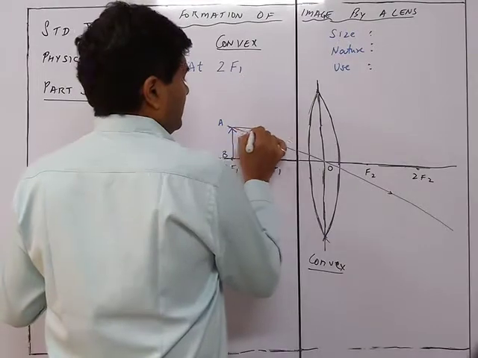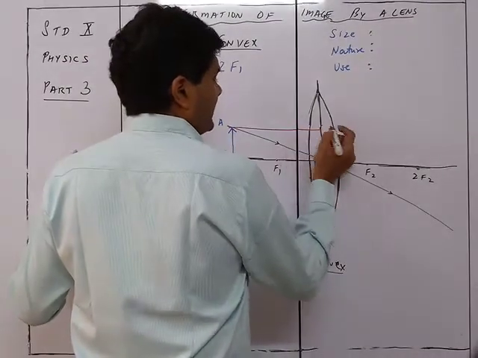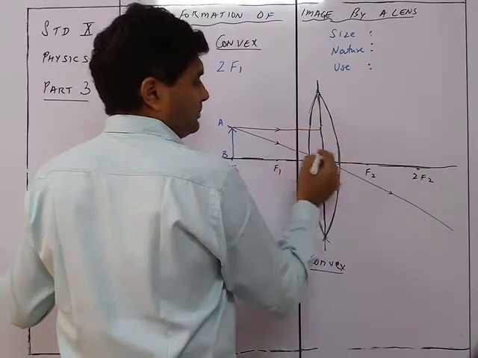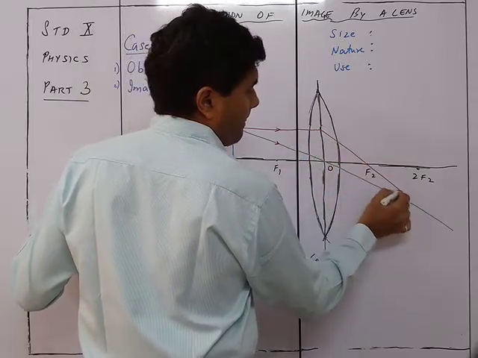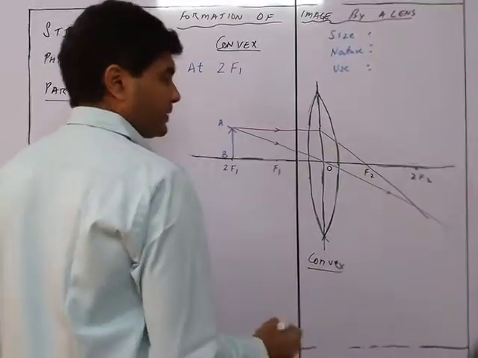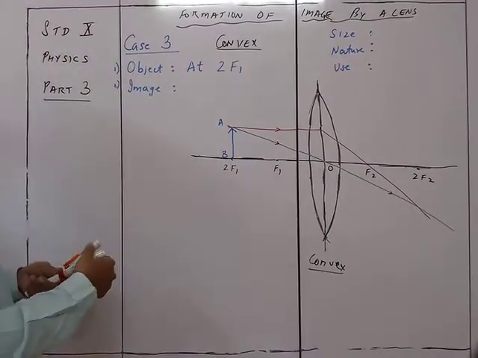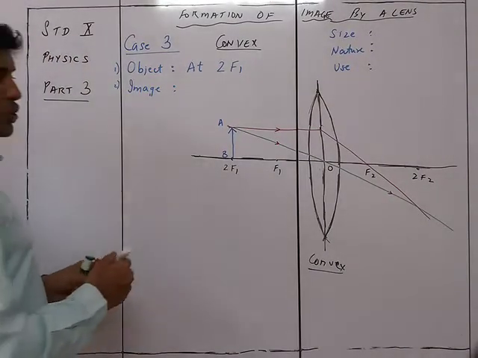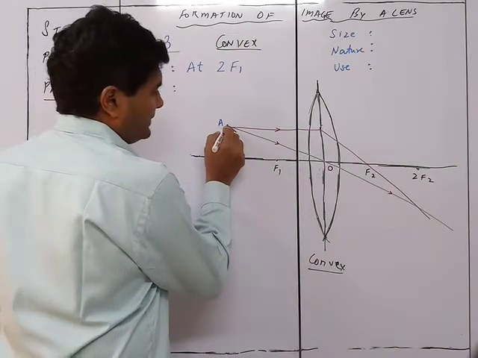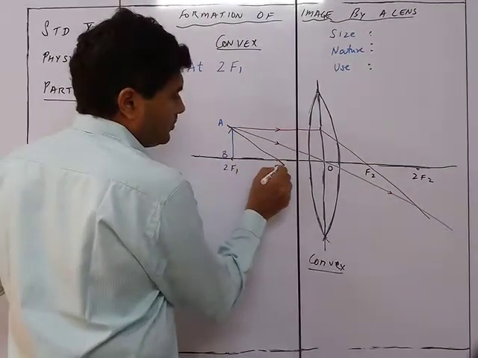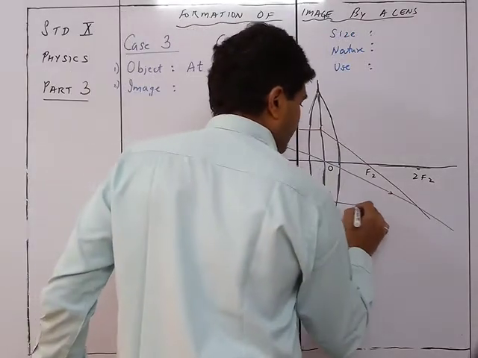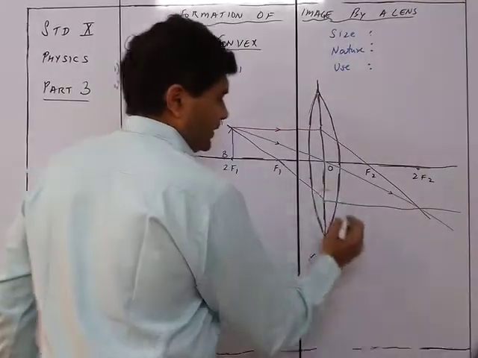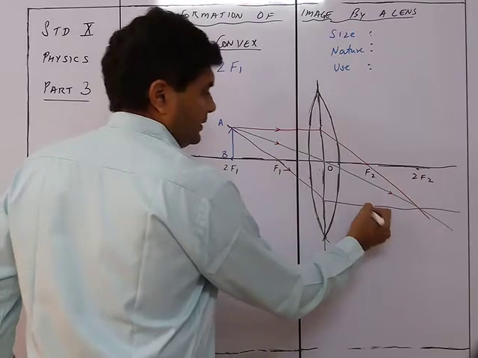The second ray, parallel to principal axis, passes through F2. And finally is the one which is passing through F1. So when it passes through F1 over here, it is going to become parallel to principal axis and passes over here like this. So this is the third ray.